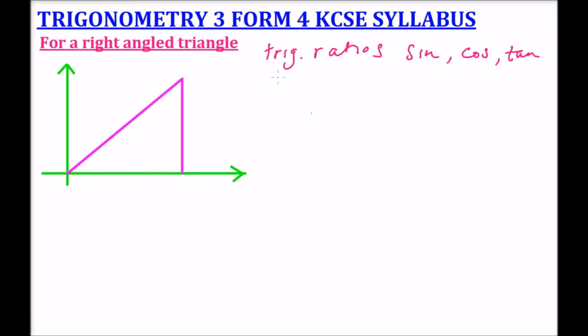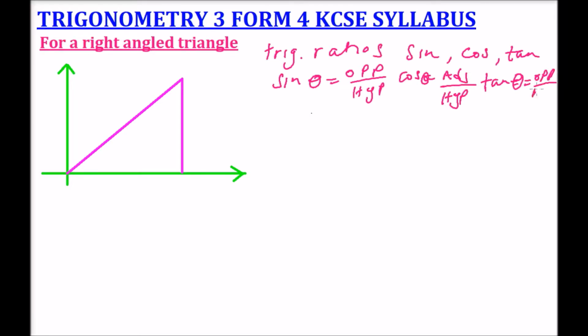And you know that for a right angle triangle, sine theta is equal to the opposite side divided by the hypotenuse. You know cosine is equal to the adjacent side over the hypotenuse, and you know tan theta is equal to opposite over adjacent. So here we have a triangle.